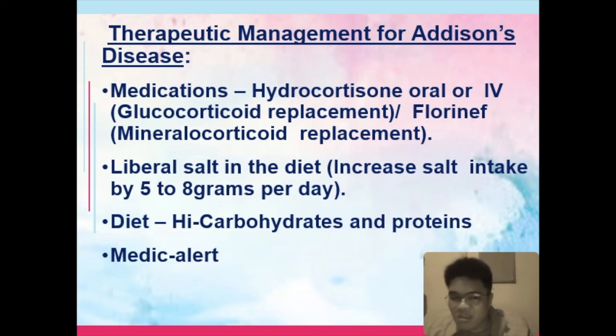our body. Then diet. So you have your high carbohydrate and protein diet, and then medic alert bracelet and emergency kit, especially if you're having your glucocorticoid injectables, because the paramedics would want to know what happened.